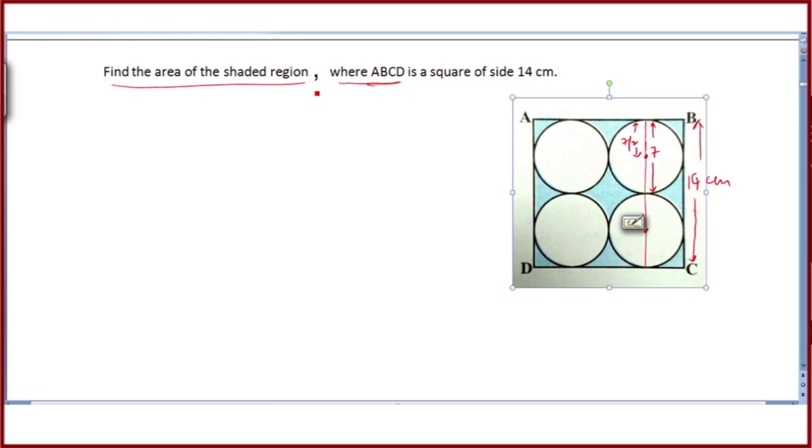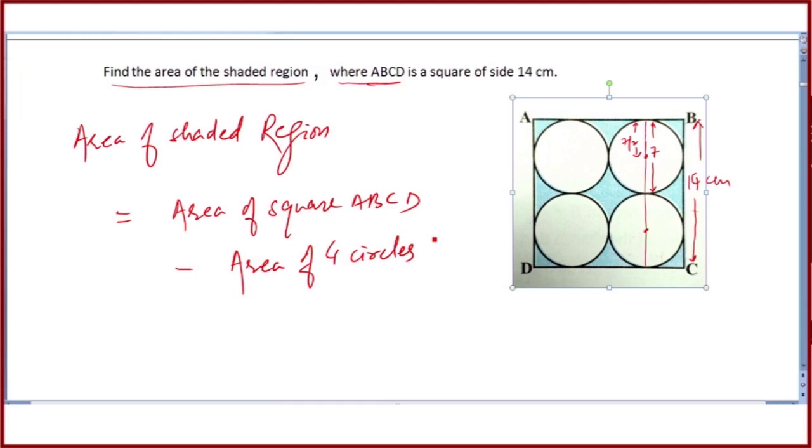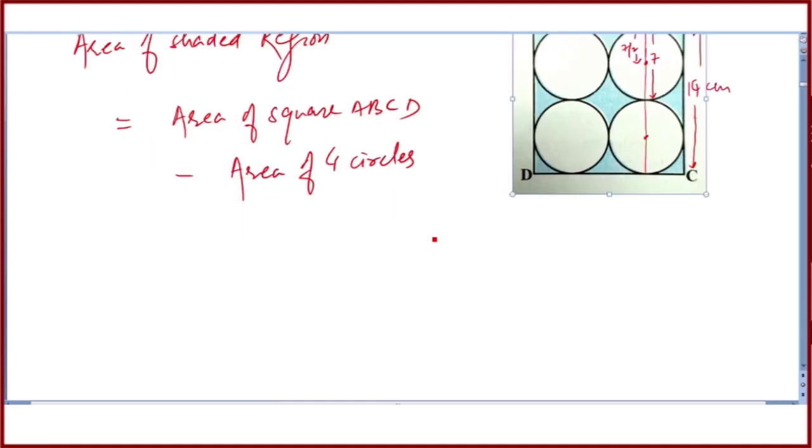And we need to find area of shaded region. Area of shaded region is equal to area of square ABCD minus area of 4 circles, right? If I subtract areas of these 4 circles from the area of this square, I will get the area of shaded region, right? Now the question has become pretty simple.